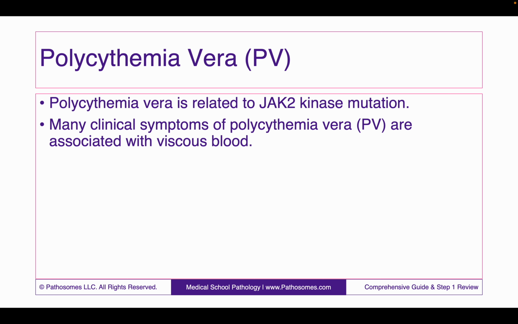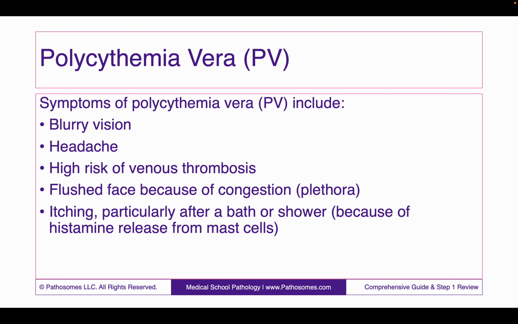Many clinical symptoms of Polycythemia Vera are associated with viscous blood. Some symptoms include blurred vision, headaches, higher risk of venous thrombosis, a flushed face because of the congestion causing plethora, as well as itching, particularly after a shower or a bath, and this is due to histamine release from the mast cells.